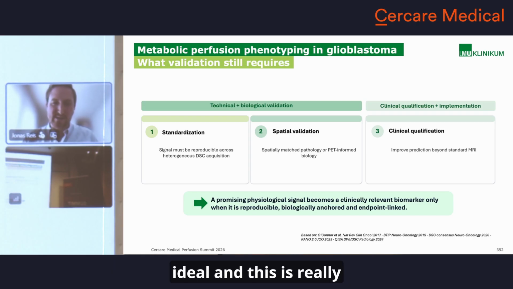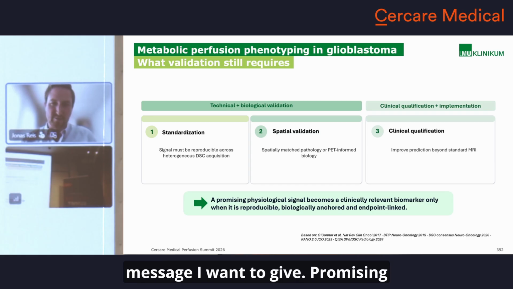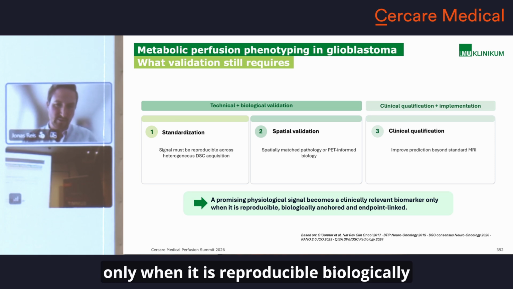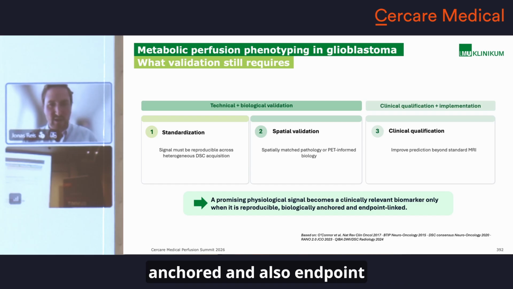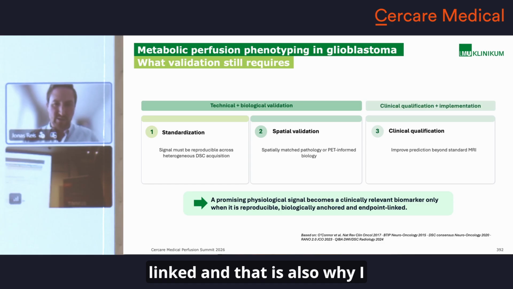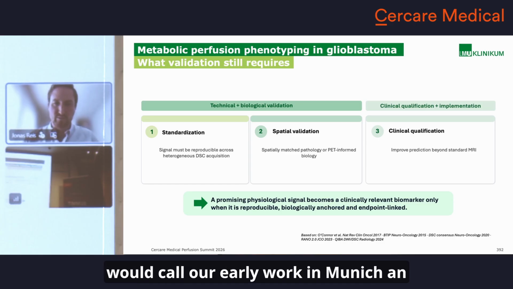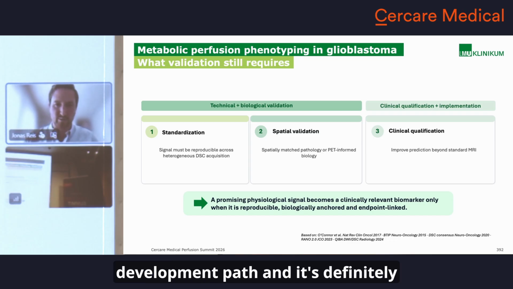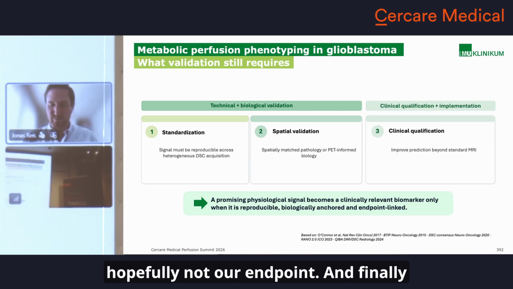And this is really the central translational message I want to give. A promising physiologic signal becomes a clinically relevant biomarker only when it is reproducible, biologically anchored, and also endpoint linked. And that is also why I would call our early work in Munich an early stage biomarker development path. And it's definitely, hopefully, not our endpoint.